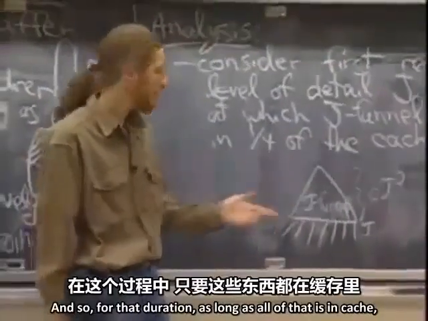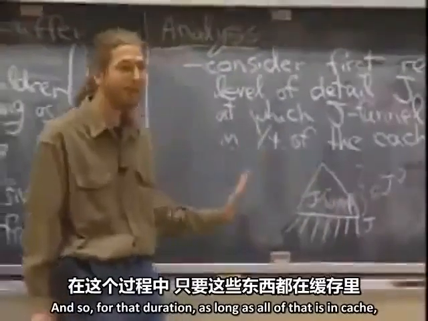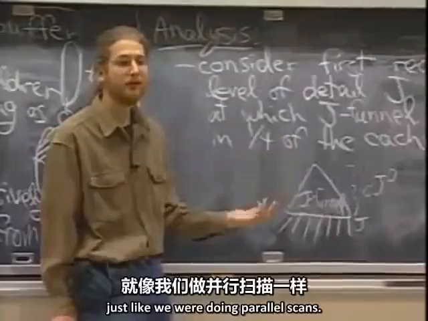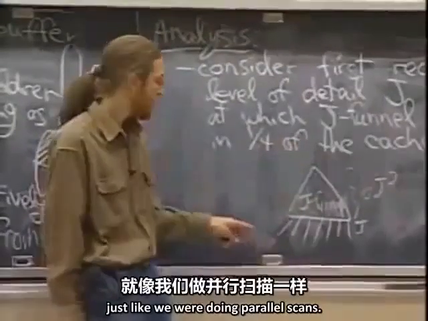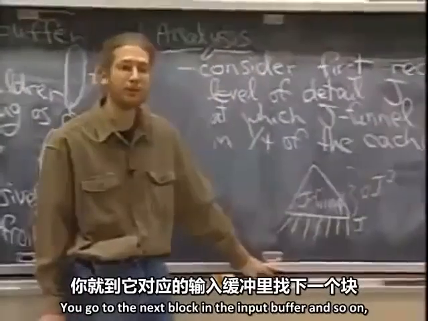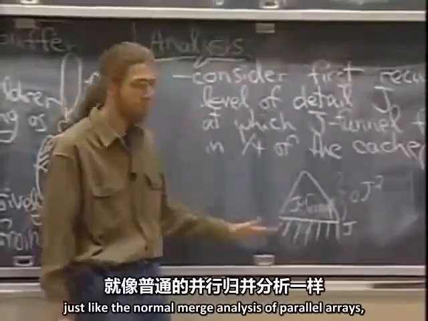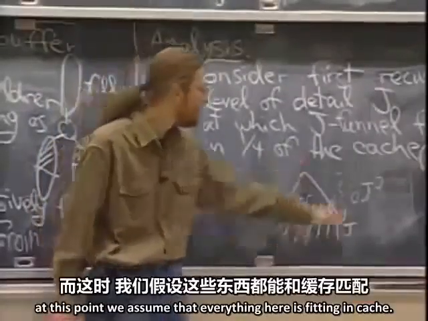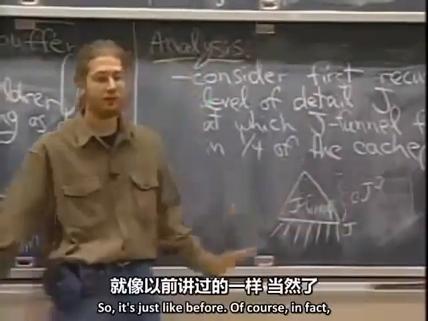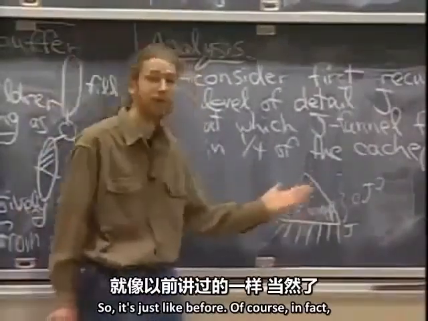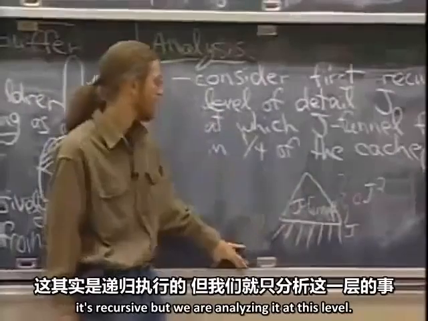And so for that duration, as long as all of that is in cache, this thing can merge at full speed, just like we were doing parallel scans. You use up all the blocks down here, and when one of them empties, you go to the next block in the input buffer, and so on. Just like the normal merge analysis of parallel arrays, at this point we assume that everything here is fitting in cache, so it's just like before. Of course, in fact, it's recursive, but we're analyzing it at this level.